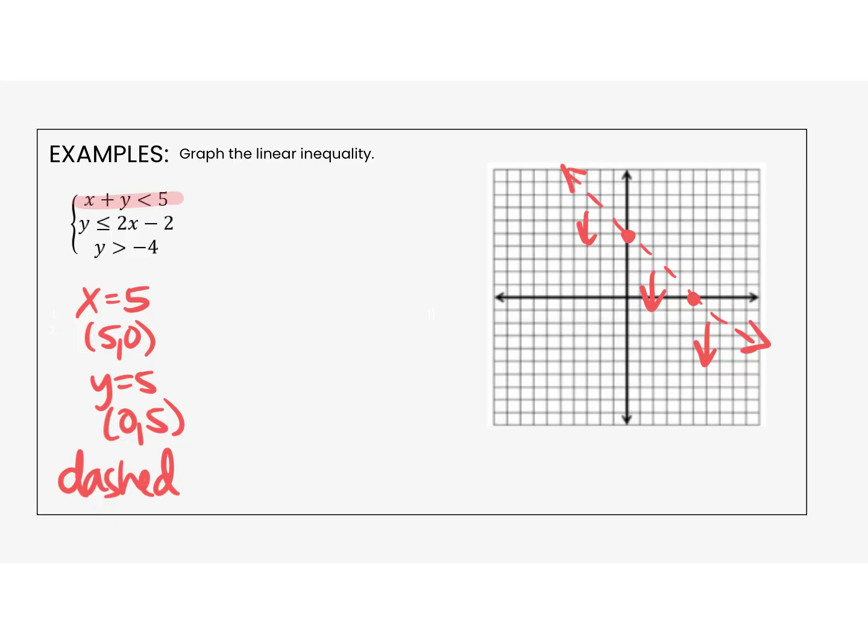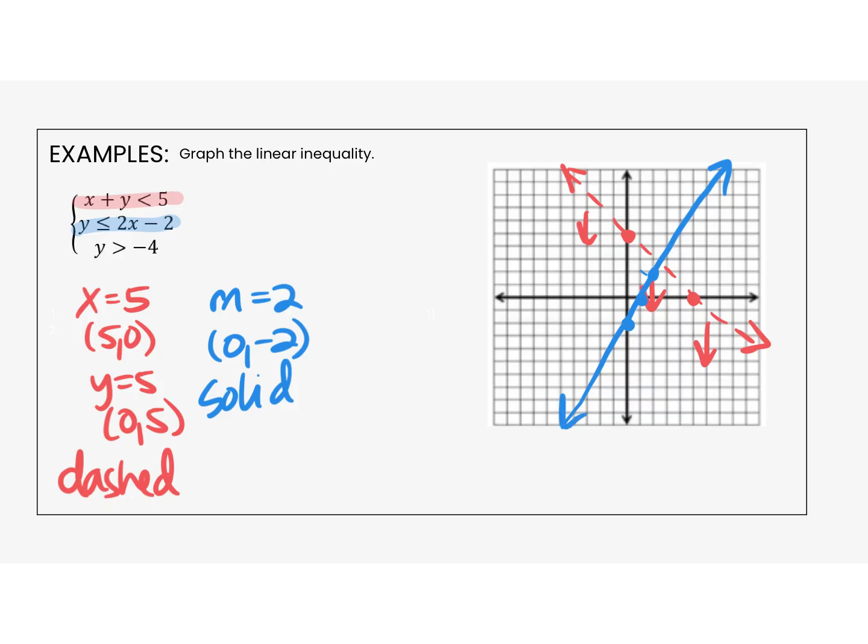Second line, we'll graph in blue. And this is in slope-intercept form. So I know the y-intercept and the slope. So that means m is 2, and the y-intercept is 0, -2. So I'm going to graph that, and this is a solid line because y is less than or equal to 2x minus 2. So I graph 0, -2, and then I'm going to go up 2 over 1 from there. And this is a solid line, like we said.